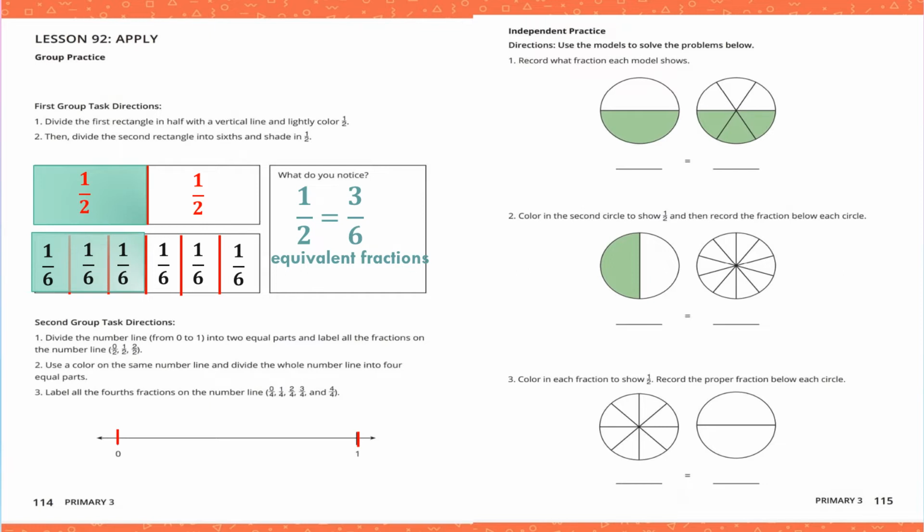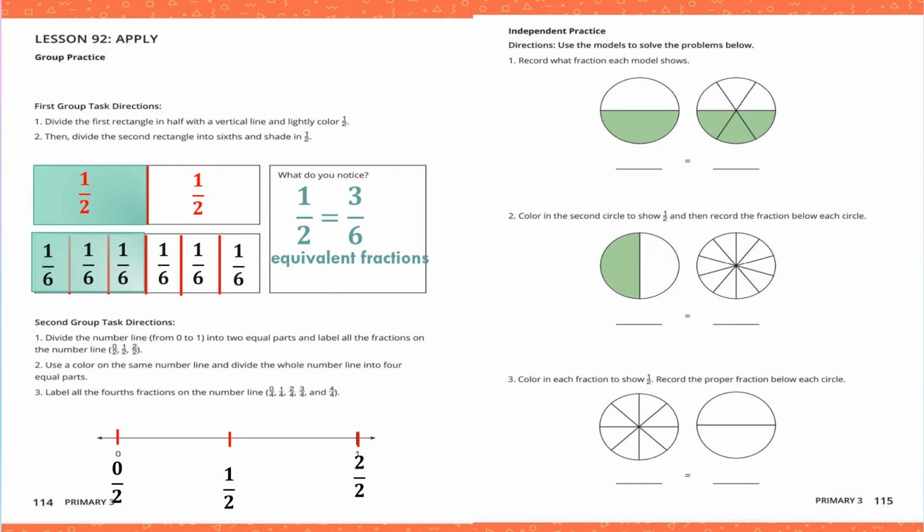Second group, number 1, divide the number line from 0 to 1 into 2 equal parts and label all the fractions on the number line: 0/2, 1/2, 2/2. So I will divide the number line into 2 equal parts. Then I will write 0, it means 0/2, and 1/2, and the last one 2/2. 1 means 2/2, and 0 means 0/2.